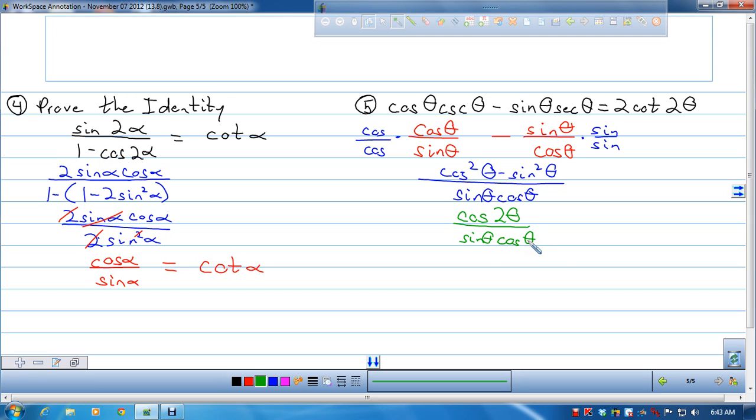And now, I know I'm going to need to introduce a 2 as a coefficient here. So here's another thing I can do. Remember, you can multiply anything by something equivalent to 1. So there is no problem with me simply multiplying by 2 over 2, because I haven't changed the value, I've just changed the components of that. So now I've got 2 cosine 2 theta over 2 sine cosine theta.